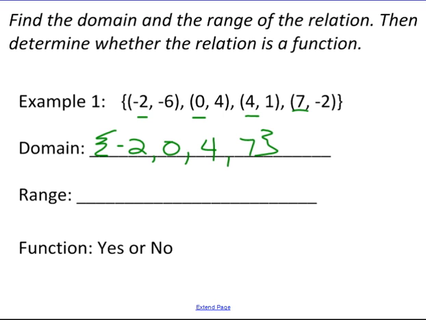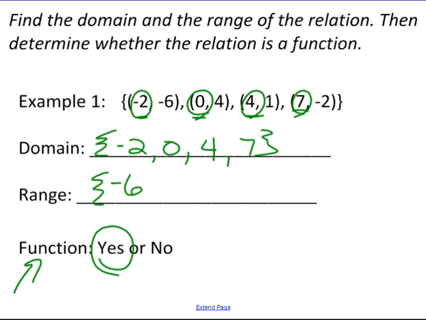Now let's take a look at those x values. Let's kind of sneak ahead and look at whether or not it's a function. If my x values repeat, then it is not a function. Now, in this particular example, in example 1, I have no repeating x values, so yes, it is a function. With a function, no repeating x values.